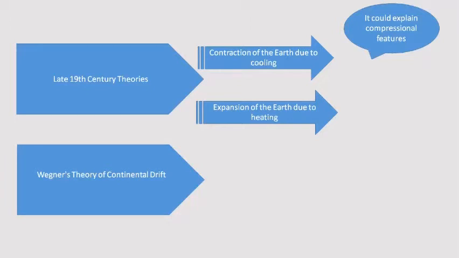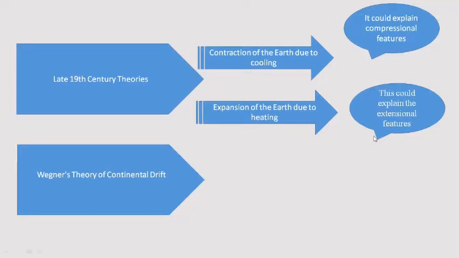And the next one is the expansion of the earth due to heating. This was suggested after radioactivity was discovered. So this could explain why the various continents are broken up. Also, this could explain the various features which could not be explained through the contractional features. So the extensional features could be explained through this, how the continents, because of expansion, got broken up.